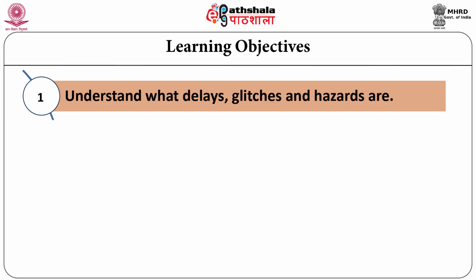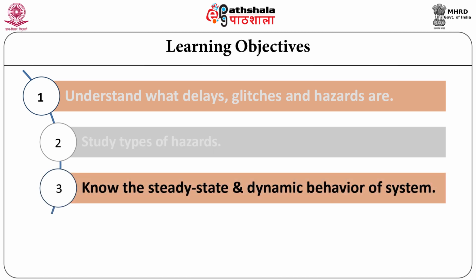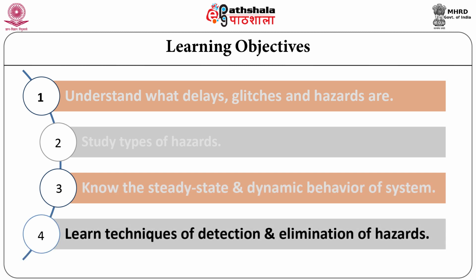Let us begin with the learning objectives of this module. The first one is to understand what delays, glitches and hazards are. Presence of unwanted signals gives rise to various hazards. Next, let us study different types of hazards. The knowledge of steady state and dynamic behavior of the system can help to understand delays and hazards. For hazard free operation, it is essential to learn the techniques of detection and elimination of hazards.